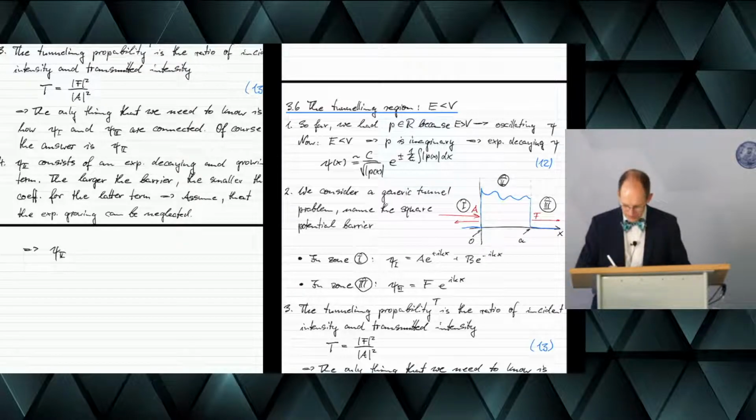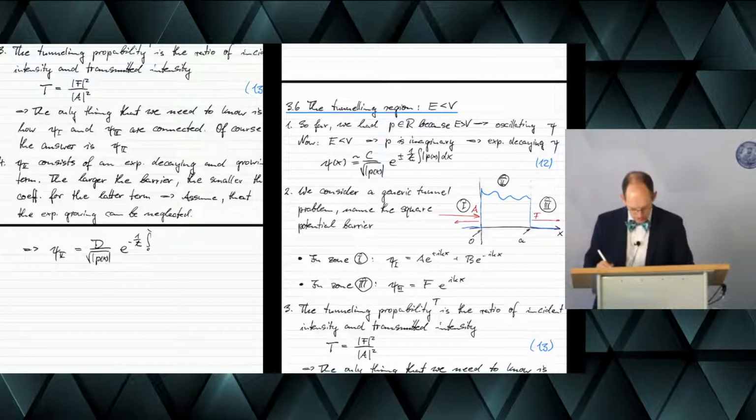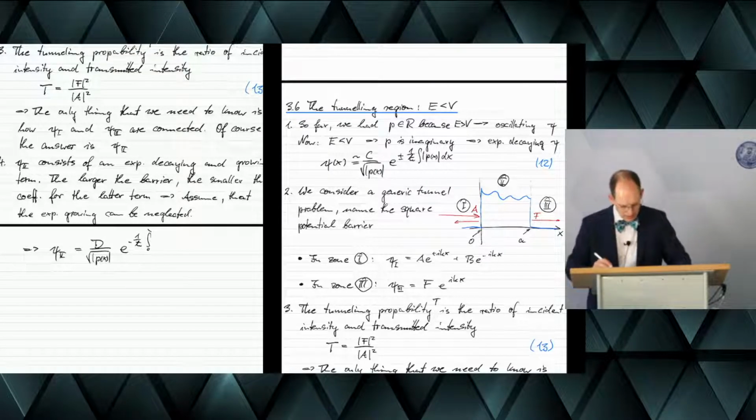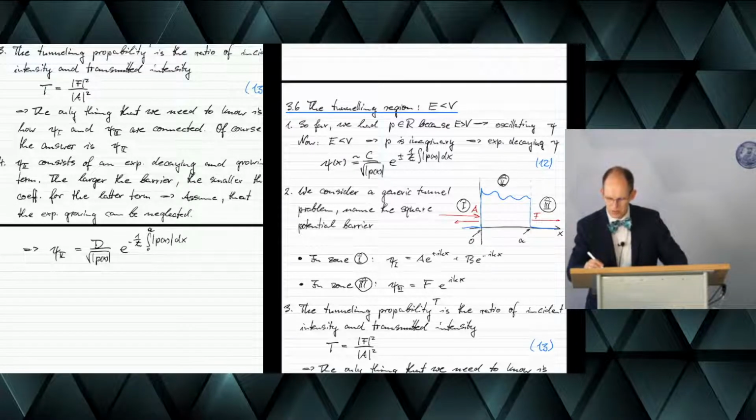And this means that we would write psi 2 as d over, again, square root of the magnitude of x, and we have e to the minus 1 over h bar. We integrate from 0 to a, the magnitude of the momentum dx. So that's equation 15.